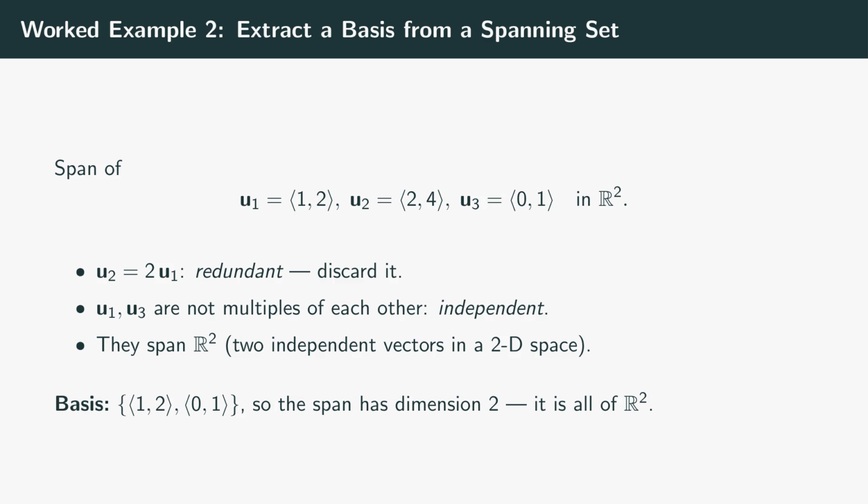That leaves u1 and u3. Are they independent? 1, 2 is not a scalar multiple of 0, 1. They point in genuinely different directions, so yes, independent. 2 independent vectors in the 2-dimensional plane must span it. So the basis we extract is 1, 2 together with 0, 1, and the span of the original 3 vectors is 2-dimensional. It is all of the plane. The lesson: to get a basis from a spanning set, throw away vectors that are combinations of the ones you have kept, until nothing is redundant.